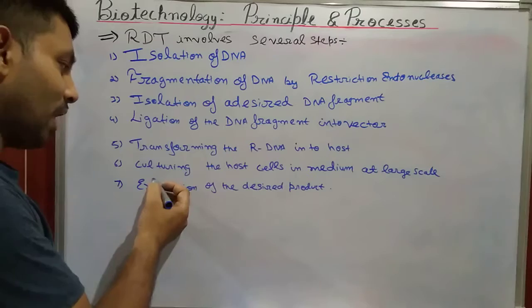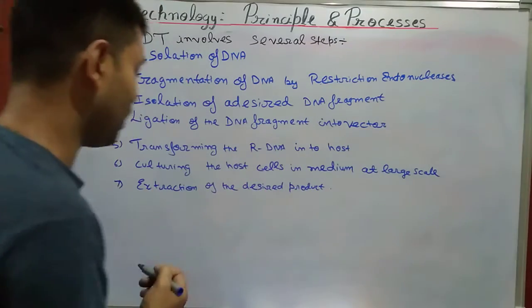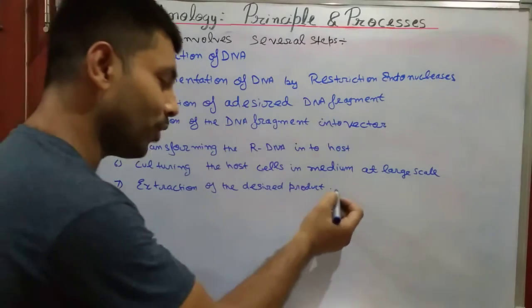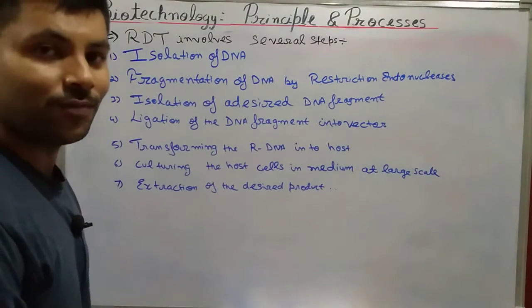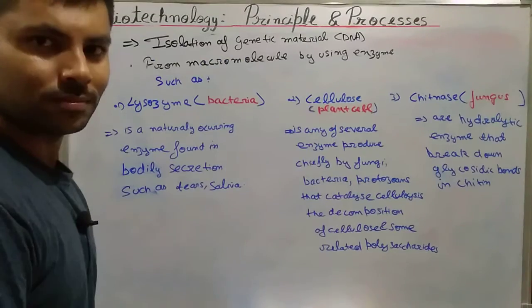Sixth point is culturing the host cell in the medium on a large scale. Seventh and last is extraction of the desired product, which may be useful in any field of biotechnology. Okay, it is now clear.